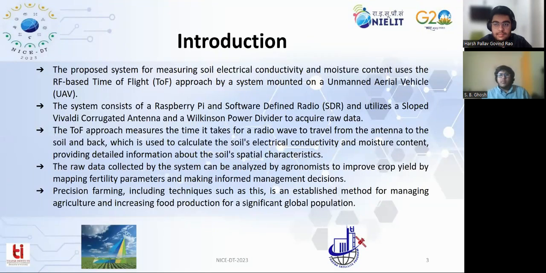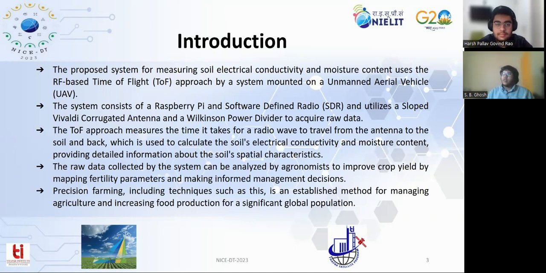Introduction. India is still an agricultural-based economy. The majority of the workforce is engaged in some kind of agricultural activities. The system which we are proposing measures the soil's electrical conductivity and moisture content using an RF-based time-of-flight approach, with the system being mounted on an unmanned aerial vehicle.